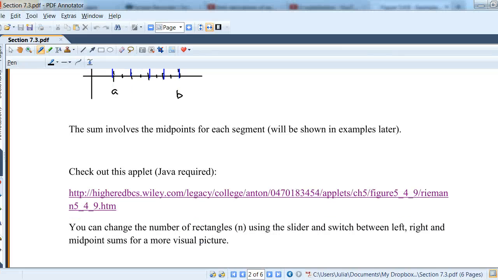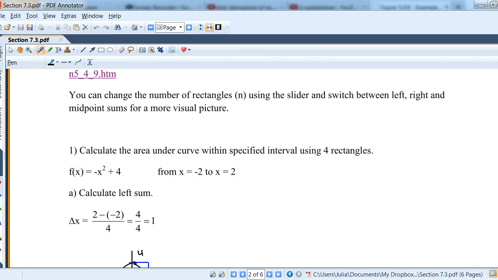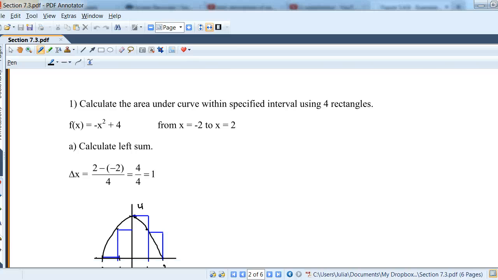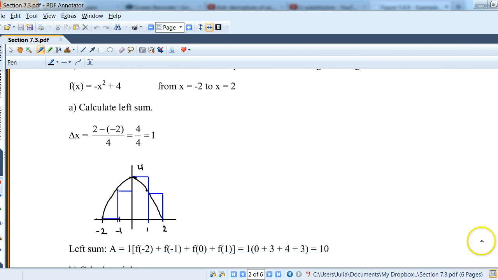So we can change the number of rectangles, and basically I showed you guys. So how do we calculate it? Well, if you know how many rectangles you're going to use, let's say 4, then you're given the interval, so you can compute delta x, which is b minus a, so 2 minus negative 2, divided by 4, so it happens to be 1. It's nice when it's an integer. I drew the picture. You don't really have to draw it, but it really helps to visualize it first.